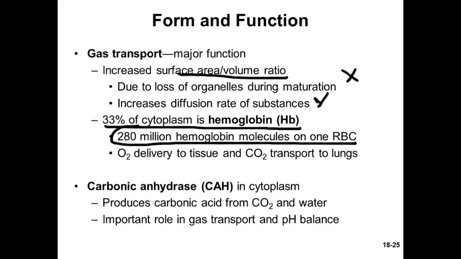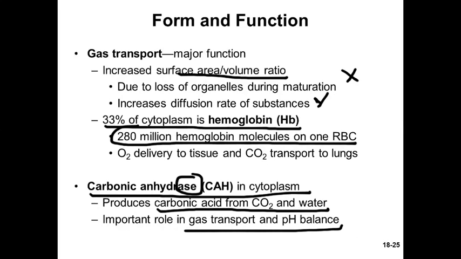The other major protein found in red blood cells is carbonic anhydrase, CAH, and this enzyme, see it ends in ASE, this enzyme produces carbonic acid from CO2 and water. You've heard me say that CO2 plus water makes carbonic acid. Well, that requires an enzyme, and that enzyme is carbonic anhydrase. And you'll see this carbonic anhydrase come up again as we discuss gas transport, especially toward the end of the course when we get to blood metabolism and to the kidneys.